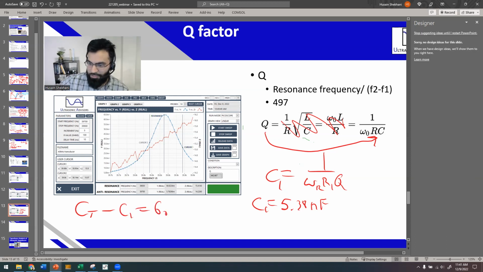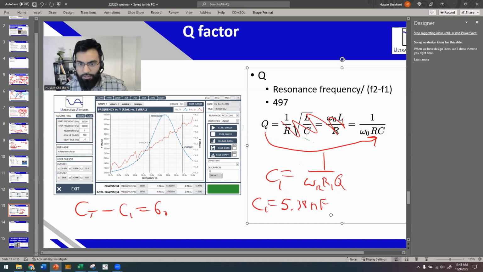And I have a better spreadsheet for this. I'm writing this out because I think it's more engaging. Yeah, Q means quality factor. Yep, you're right about that. So that's C0, and C0 ends up being, oh, sorry, this is not nanofarads. Sorry about that. Let me just delete this here.